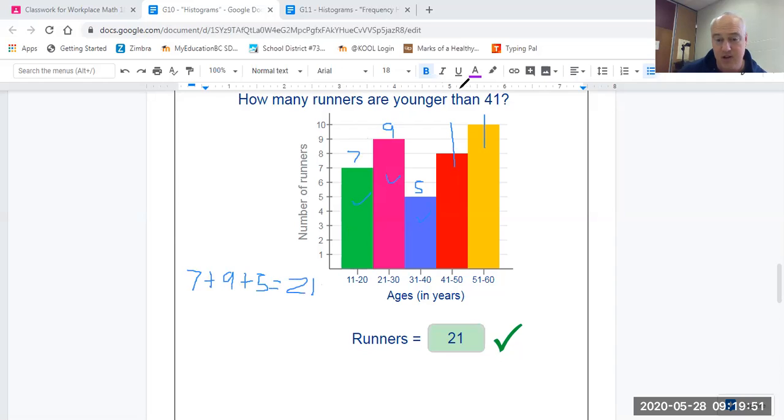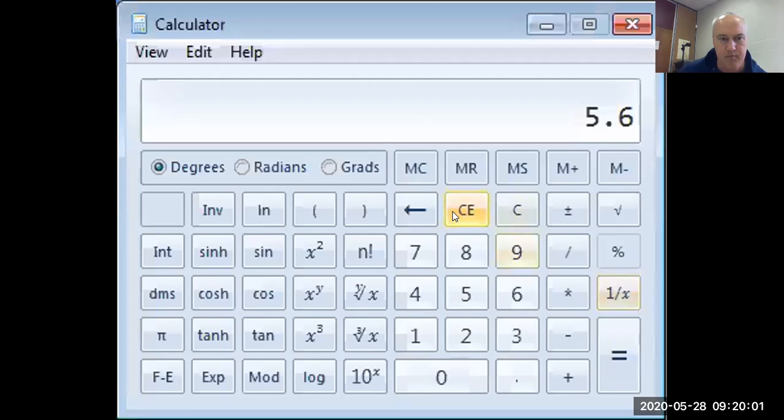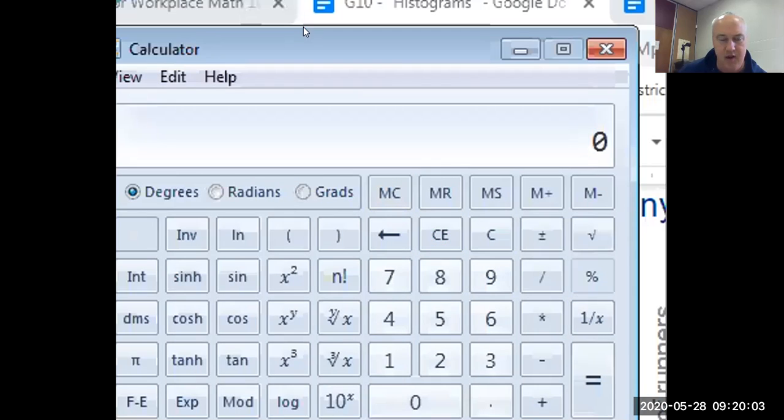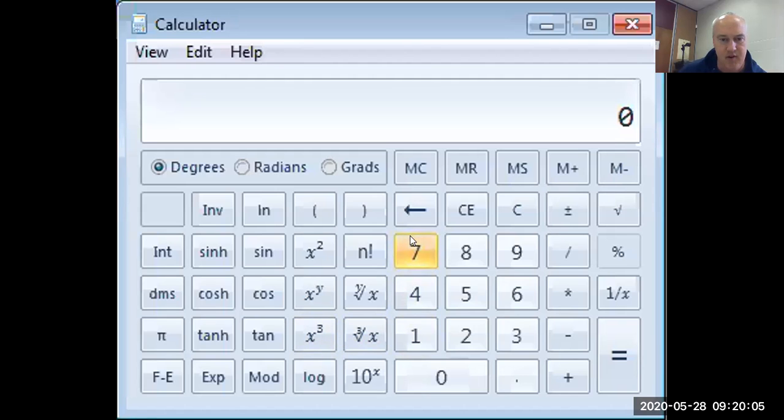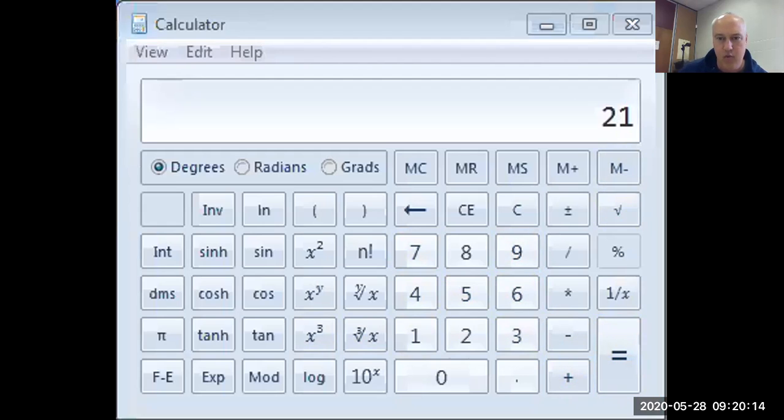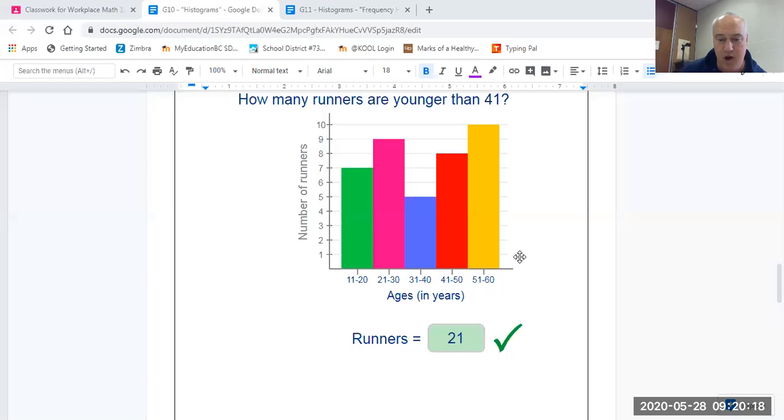Let's double check that. Let's go to our calculator to make sure. We plug in the values of 7 plus 9 plus 5, and that's why we got that value of 21. If we come back in here, we can see that this is why that's correct.